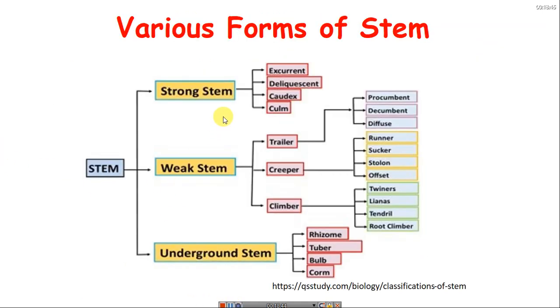With this, we have completed the strong stems, and there are different types like excurrent, deliquescent, caudex, and culm. We have also seen two types of weak stem, that is trailers and creepers. Creepers are of four types: runner, sucker, stolon, and offset. Trailers are of three types: procumbent, decumbent, and diffuse. Now we will study what climbers are and what their different types are.